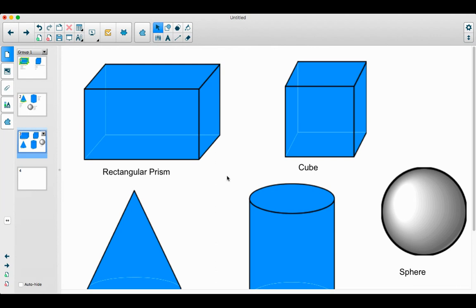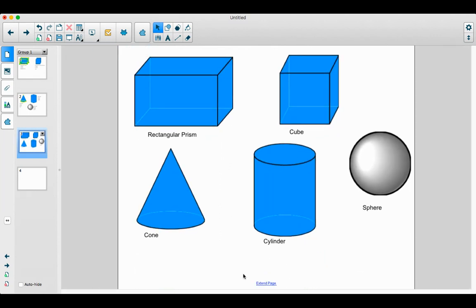Here are all the shapes we just talked about. What do a cone and a cylinder have in common? Here's my cone. Here's my cylinder. They both have a flat circular shape. Which shapes could roll? A sphere could roll, and a cylinder.